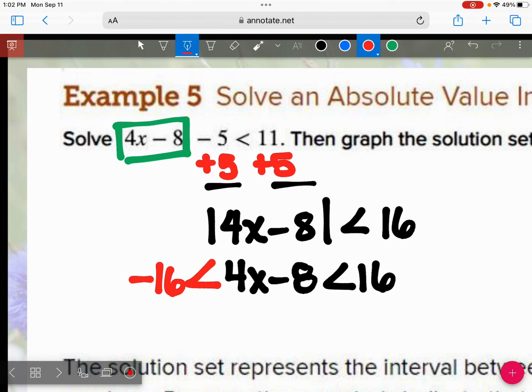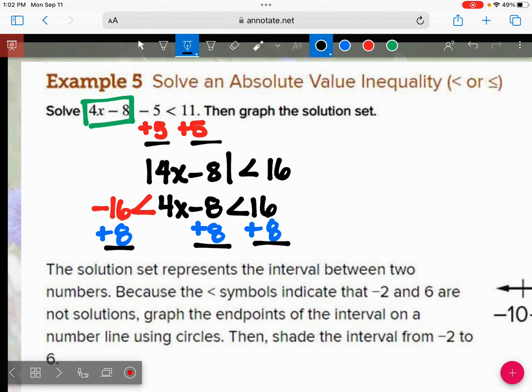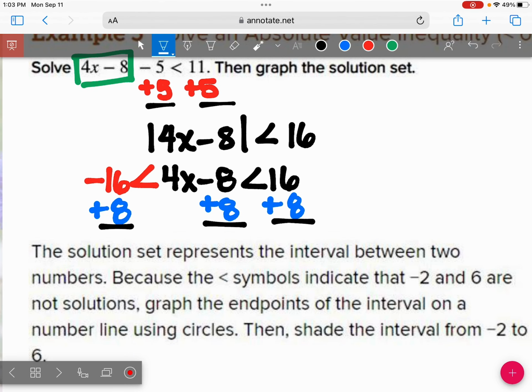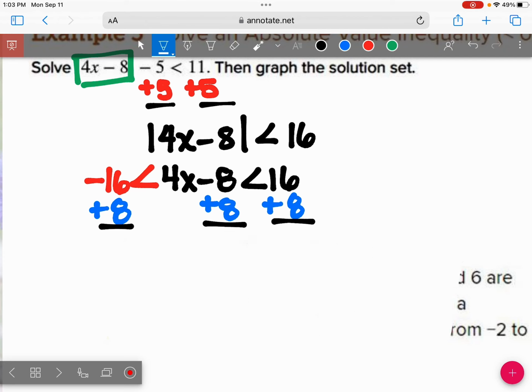Okay, so when we solve it, we have to add the 8. I have to add it in the middle, on the left, and on the right. So when I add that, what's negative 16 plus 8? Go ahead and add it in your calculator. Negative 8.